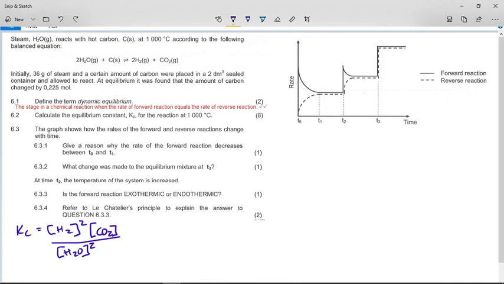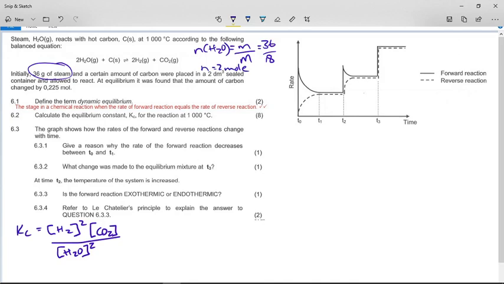Okay, but before I start, what other information do we have in the question? It says to you 36 grams of steam. So 36 grams of steam, I want to turn it into moles. So the number of moles of steam is going to be equal to the mass of the gas over the molar mass, which is 36 over 18. So initially I had 2 moles of steam. Okay, that's coming from the question.